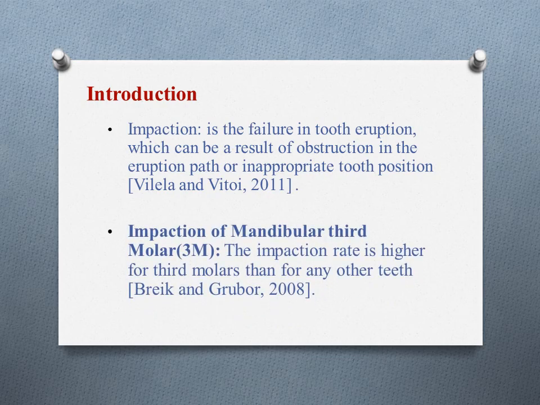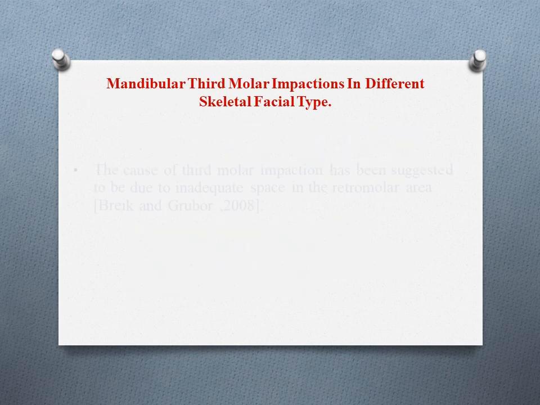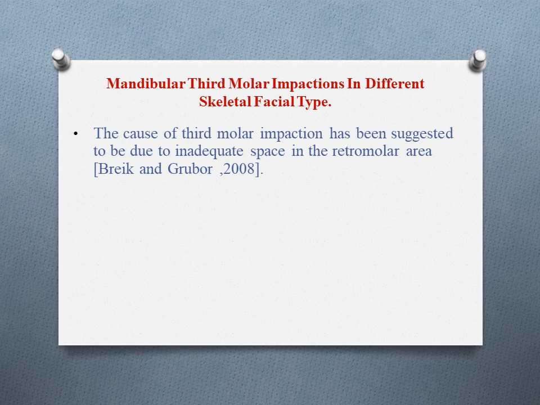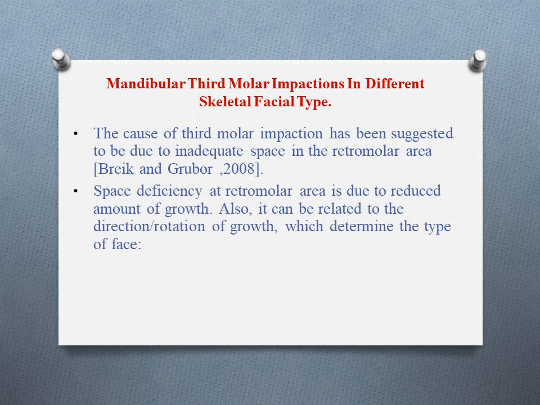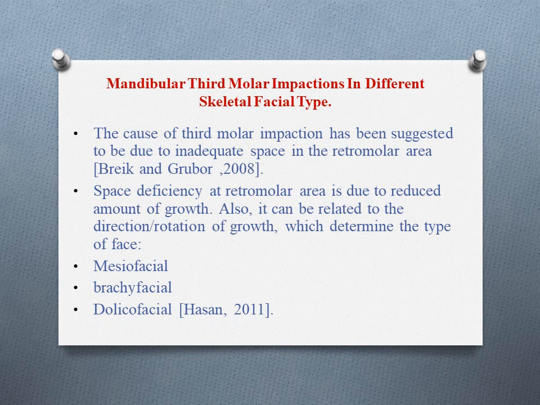Impaction of mandibular third molar. The impaction rate is higher for third molar than for any other teeth. The cause of third molar impaction has been suggested to be due to inadequate space in the retromolar area. Space deficiency at retromolar area is due to reduced amount of growth. Also, it can be related to the direction rotation of growth, which determines the type of face: mesofacial, brachyfacial, or dolichofacial.